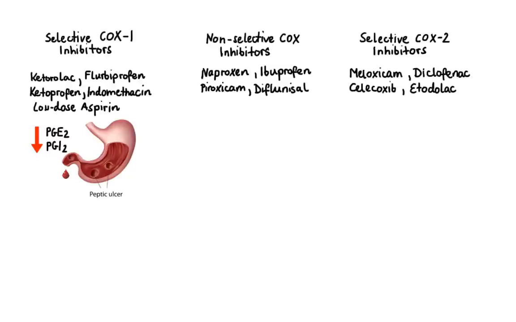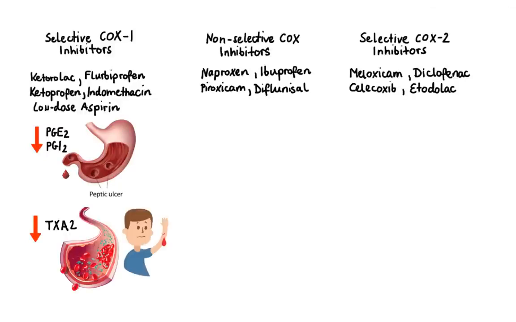Now, the second major side effect of NSAIDs results from inhibition of COX-1-mediated production of thromboxane A2, TXA2 for short. As you may remember, thromboxane A2 promotes platelet aggregation, so decrease in its formation results in antiplatelet effect and thus increased risk of bleeding. This effect is particularly evident with the use of aspirin, which, unlike the rest of the NSAIDs, irreversibly inhibits COX-1 enzyme in platelets.